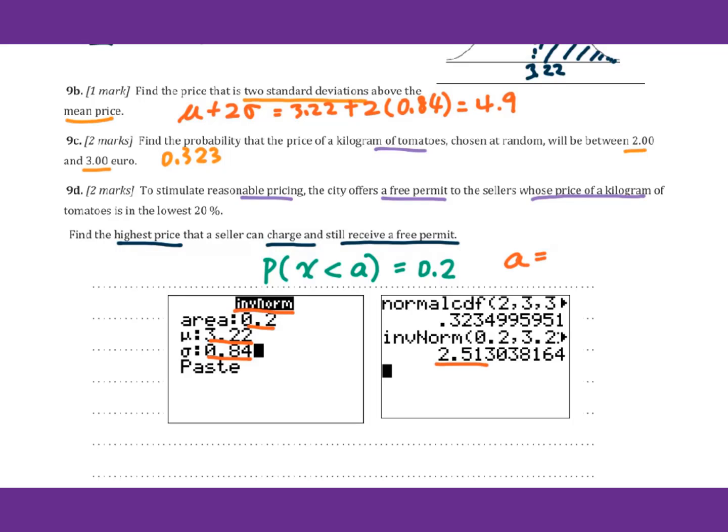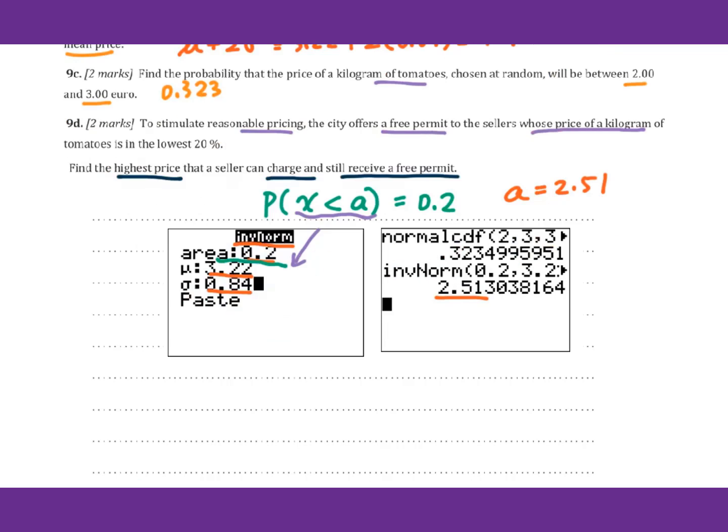So A equals 2.51. Remember, this area only stands for less than. If you're looking for greater than, you have to turn it into less than. By doing this, P(x less than A) equals 1 minus P(x greater than A).